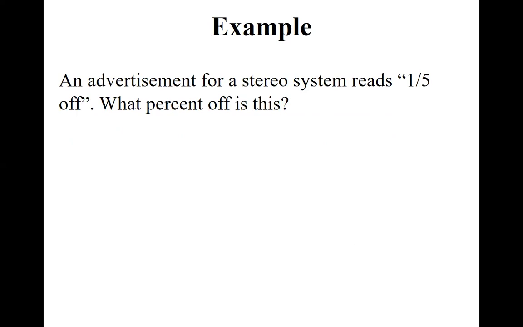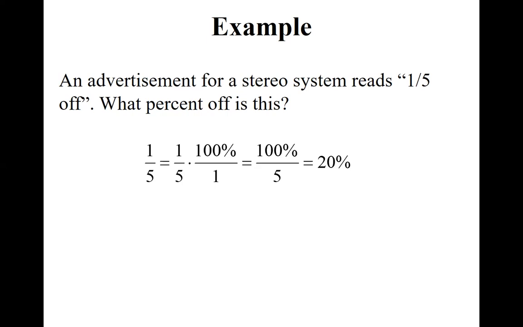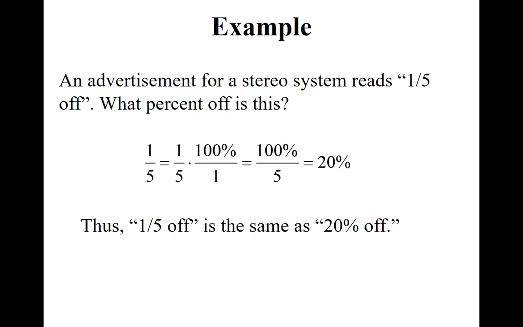An advertisement for a stereo system reads 1/5 off. What percent off is this? Well, 1/5 is a fraction. We want to take it to a percentage. So we multiply 1/5 times 100%. That's 100 over 5, or 20%. 1/5 off is the same as 20% off. And that's it for this topic.